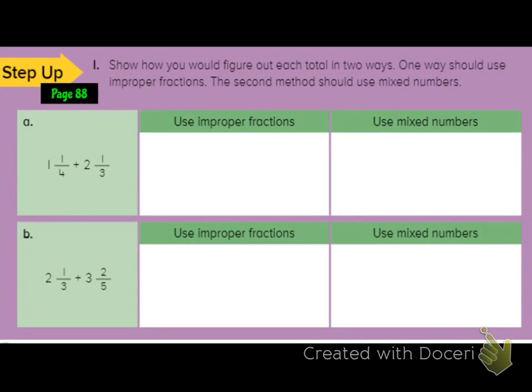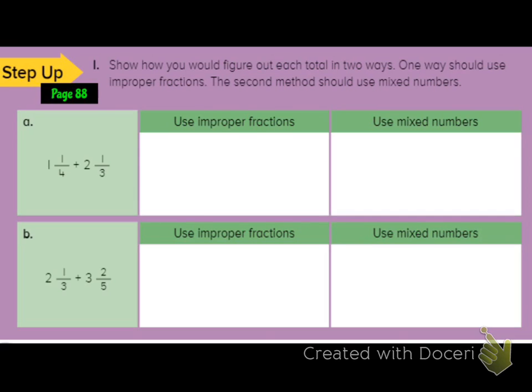In this video, we're going to review adding and subtracting mixed numbers using both improper fractions and mixed numbers. Please go to the bottom of page 88 in your student journal and fill in these problems as we go through them. The first one we're going to start with is A, and we're going to be adding 1 1/4 plus 2 1/3 using improper fractions.